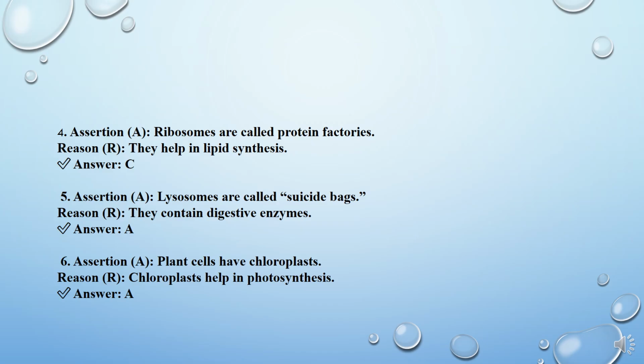Question 6. The assertion statement is plant cells have chloroplast. The reason is chloroplast helps in photosynthesis. Plant cells have chloroplast, it is true. And why do plant cells have chloroplast? Because chloroplast helps in photosynthesis. So the assertion statement and reason both are correct, and the reason is the correct explanation of the assertion.